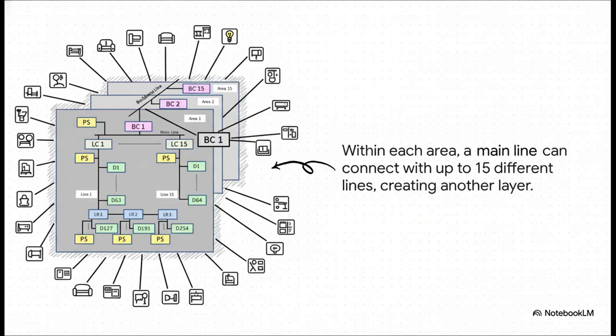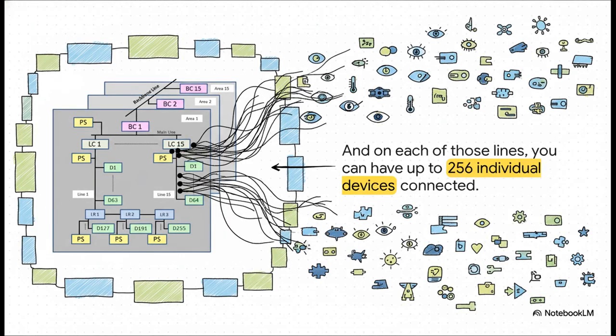Okay, so let's zoom into one of those areas. Each of these districts has its own main street, and then branching off of that, you can have up to 15 smaller side streets or lines. A line might be what connects all the devices in, say, a specific conference room or a single office. And then finally, on each one of those side streets, you have the houses, the devices themselves. You can hook up as many as 256 individual components to every single line. So this layered, city plan approach is exactly what keeps a massive network perfectly organized.